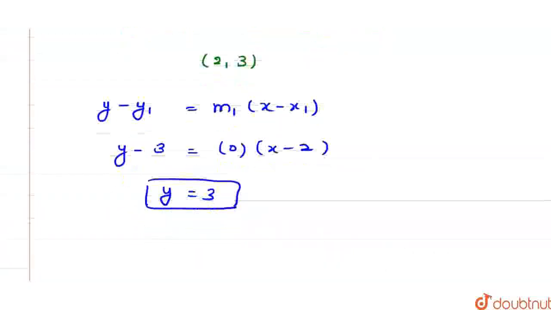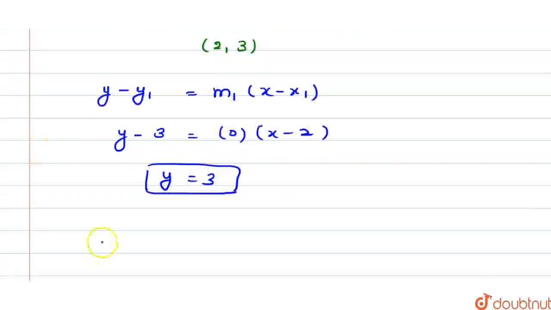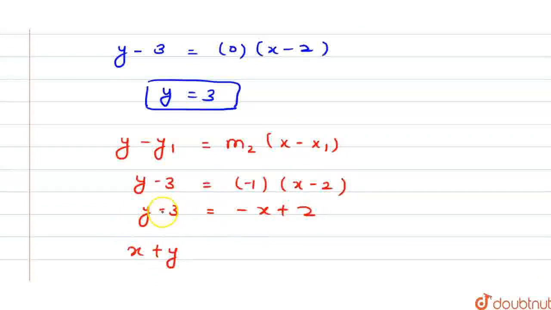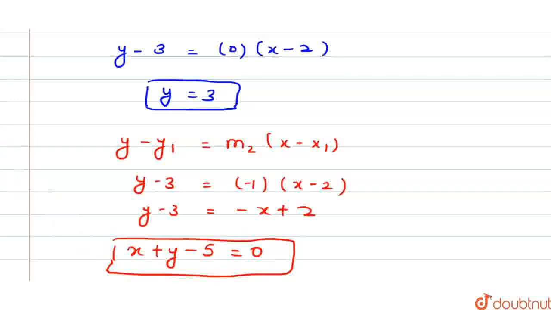Now if I take m2 = −1, then the equation for the second tangent will be y − y1 = m2(x − x1). That is y − 3 = −1 × (x − 2), so y − 3 = −x + 2, which implies x + y − 5 = 0, which is the equation of the second tangent. Now y = 3 is the equation of the first tangent, and x + y − 5 = 0 is the equation of the second tangent, which is the required answer for this question. Thank you.